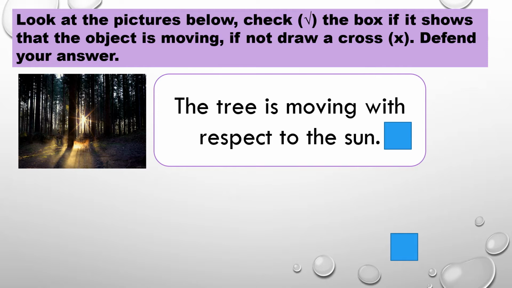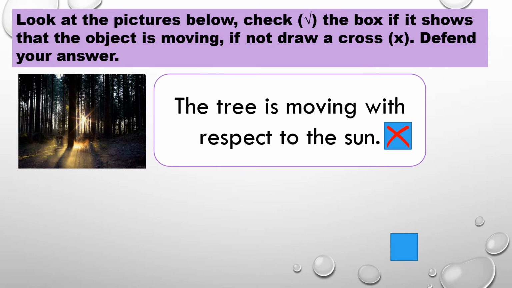Okay? Chloe says X, Neil says X, Agaton says X. So let's reveal our answer. The correct answer is X. Why X? No motion. Why no motion? Who wants to defend the answer? Defend your answer. Why X? Anyone? How can we say that the trees are not moving with respect to the sun? Who wants to discuss or defend his or her own answer? Jed says, because the tree is attached to the ground.